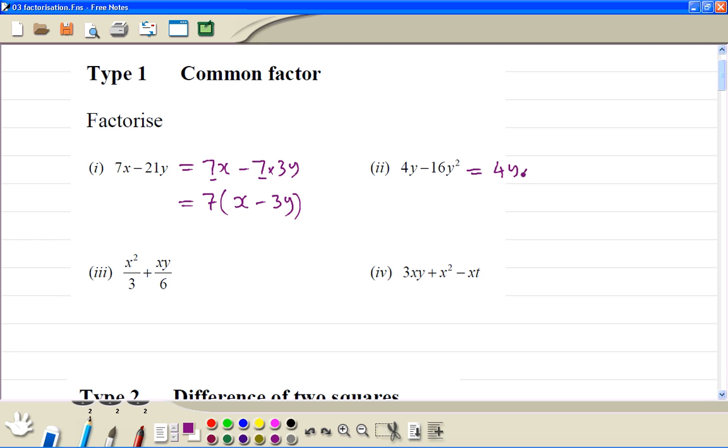4y times 1, 16y squared can be written as 4y times 4y. Now 4y is a common factor, insert brackets of 1 minus 4y.